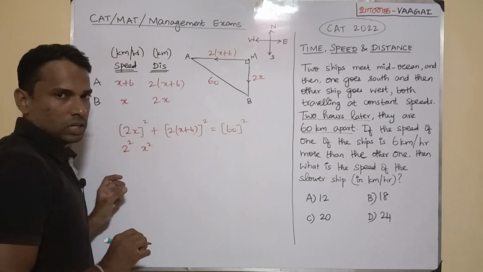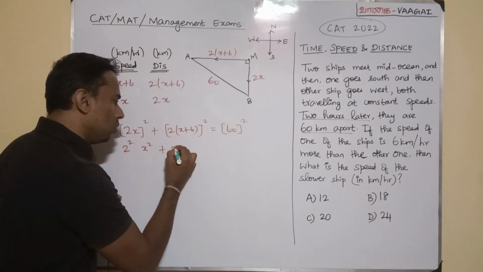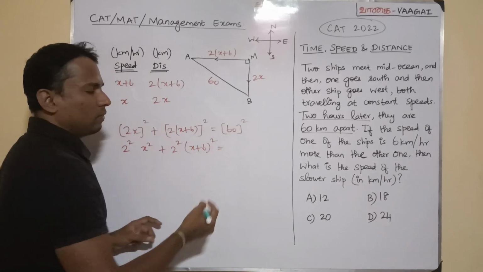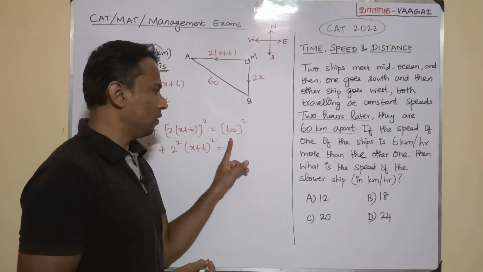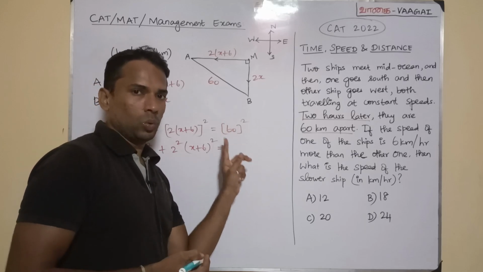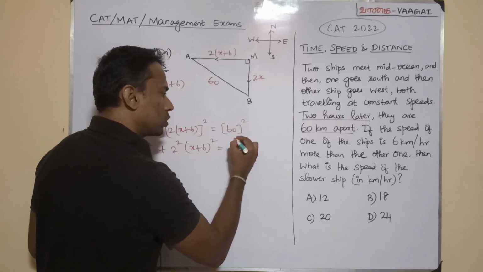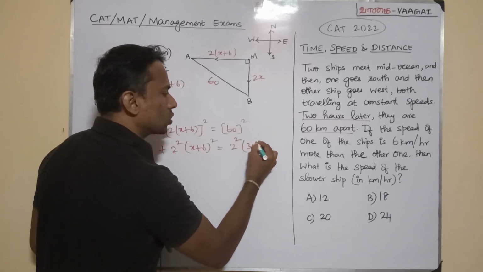I hope you are able to understand this. I can do the same here also. 2 square into x plus 6 the whole square. And when I do the same here for the right hand side, I will be getting what? The 60 is basically 2 into 30. That means when it applies to square, this becomes 2 square multiplied with 30 square.